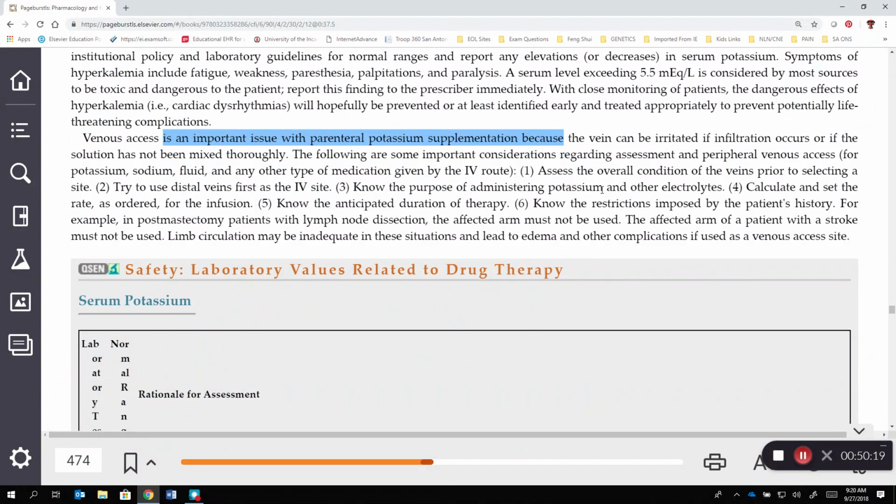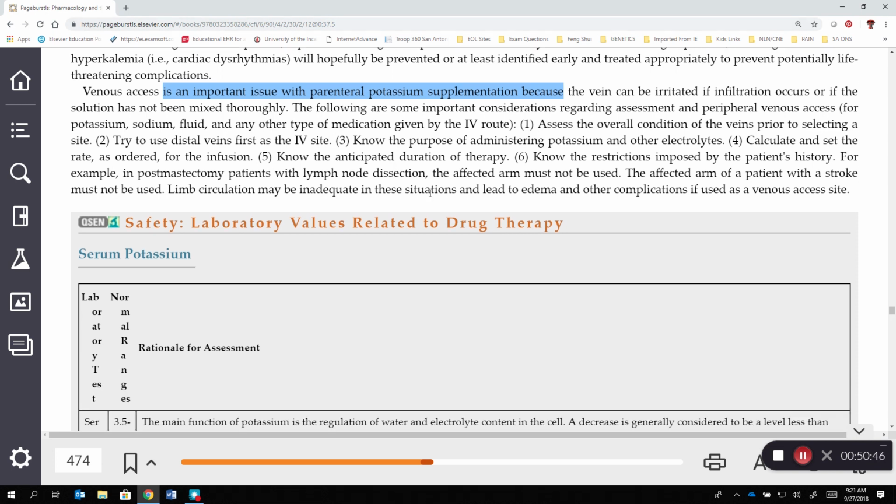It goes on there to about IV site selection. You're not held to knowing that. You need to know, number 3, why you're giving potassium or other electrolytes. Number 4, you will have to calculate your rate and set your pump for the infusion. Remember, we're going to put potassium on a pump. Know how long this should last. How long should the patient have to get potassium? And then anything that might be a restriction in a patient.